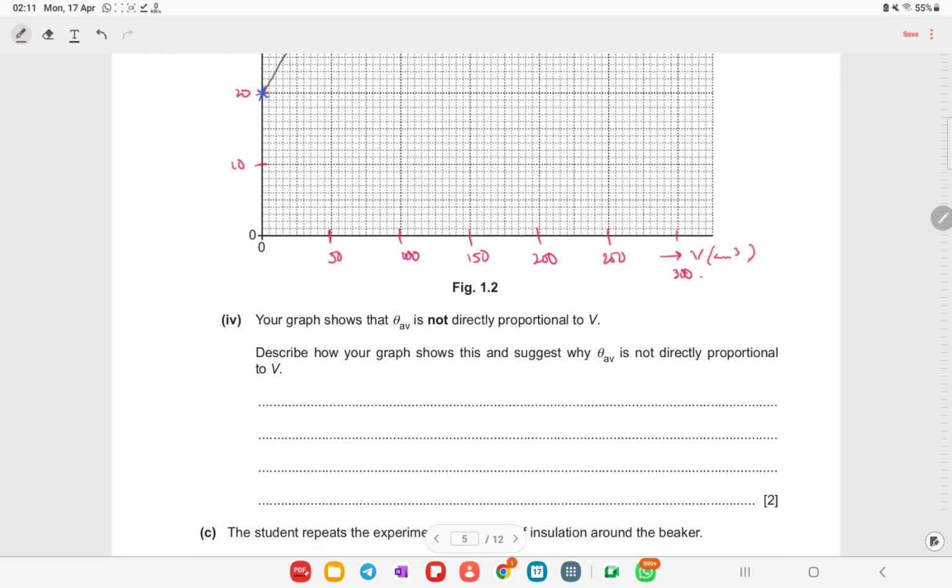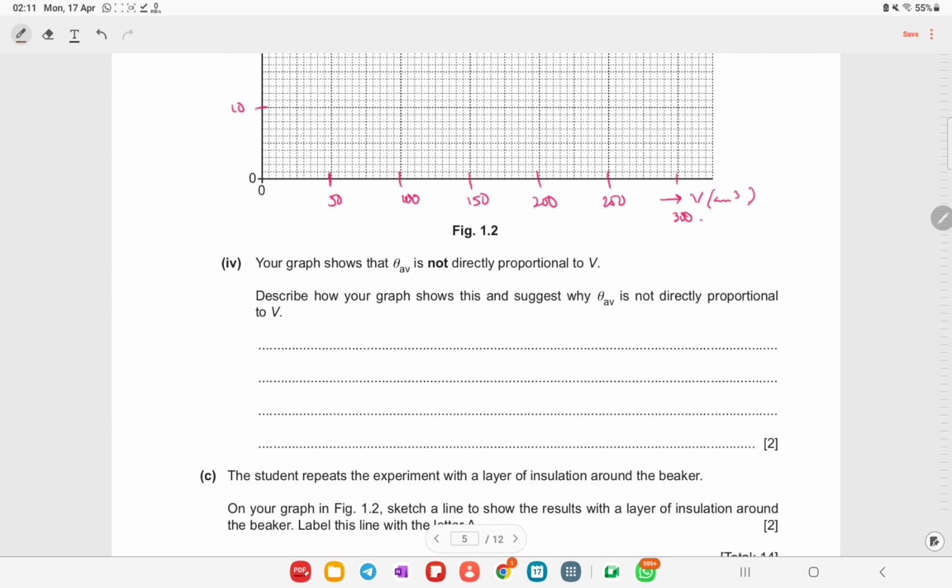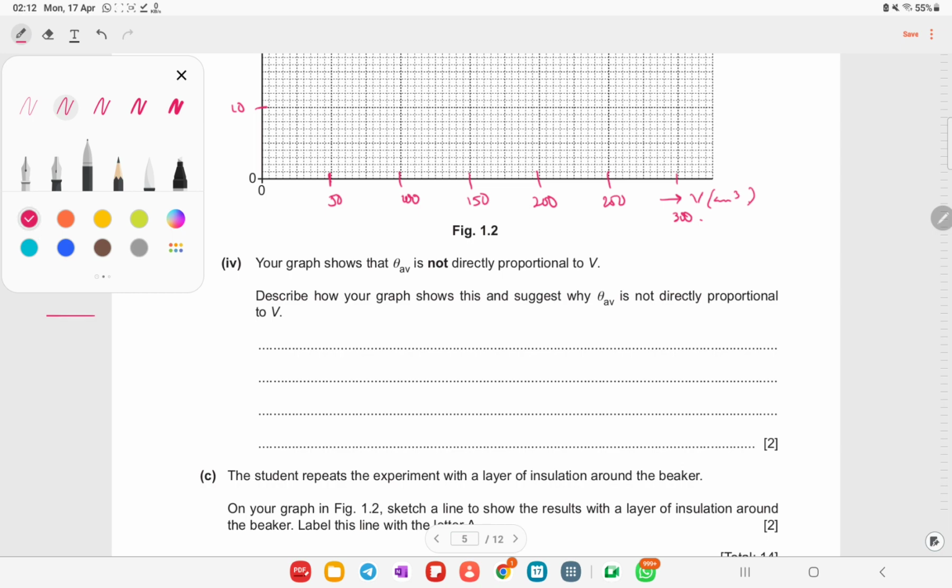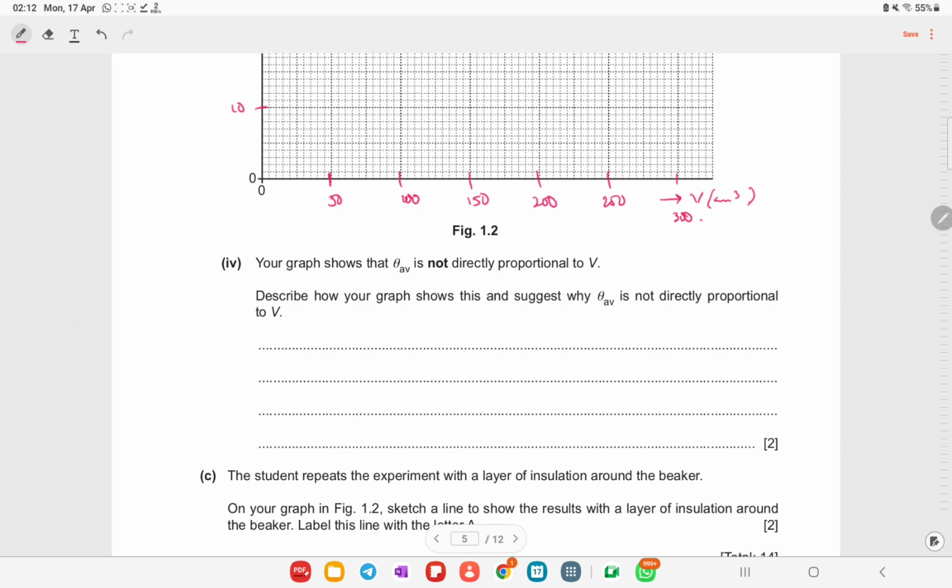What does your graph show? Theta average is not directly proportional to V. Describe how your graph shows this and suggest why theta average is not directly proportional to V. At this point, you need to identify why this graph is not directly proportional. You can write any of these statements. First of all, it's not starting from the origin. That's why it's not directly proportional. It's not a straight line, and the gradient is also not constant. So these are the reasons why this is not directly proportional.